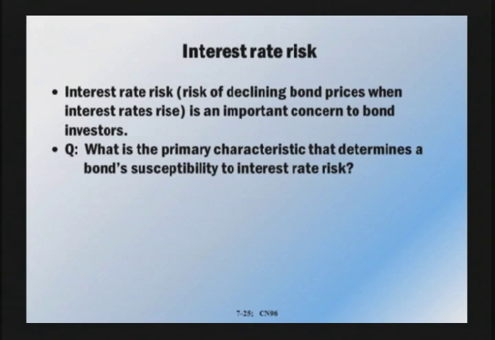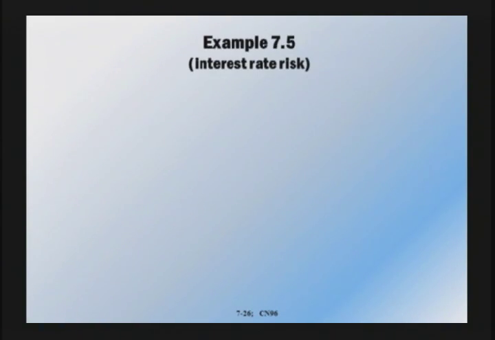So what determines whether a bond has a lot of interest rate risk or a small amount of interest rate risk? Well, the primary determinant of the amount of interest rate risk that a bond has is its maturity, or the length of the bond's life. We're going to find out here through this example that the longer the maturity, the more interest rate risk the bond has, everything else equal.